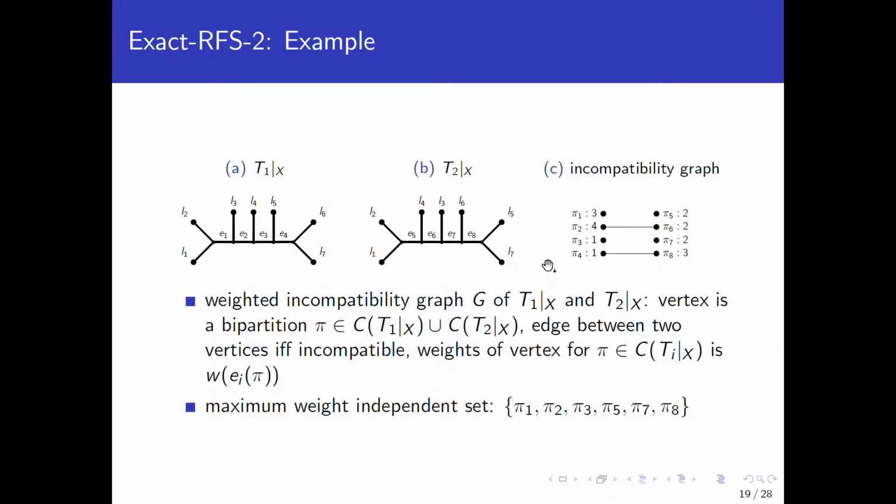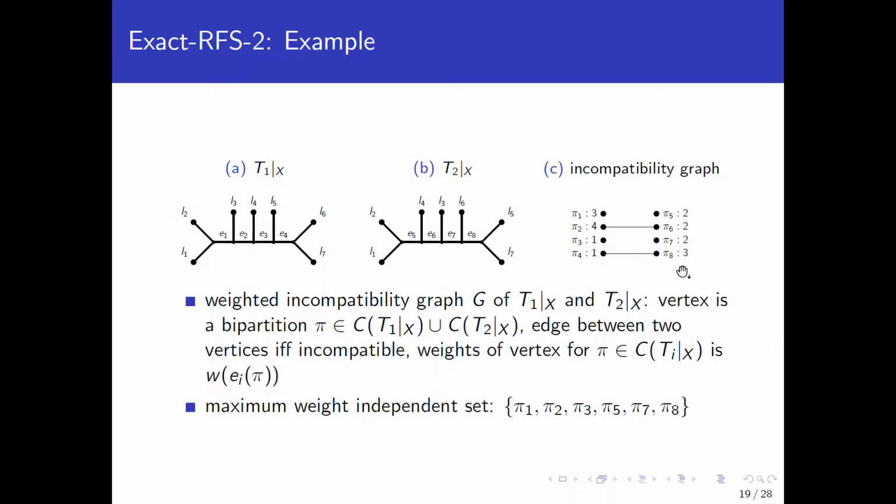So once we construct the weighted incompatibility graph, we compute the maximum weight independent set in this graph, that is, the maximum weight set of vertices such that there is no edge between any of them. In this case, because there is no edge between any two vertices, all those vertices represent compatible bipartitions. In particular, in this example, the max weight independent set includes Pi1, Pi2, Pi3, Pi5, Pi7, and Pi8, with a total weight of 15.